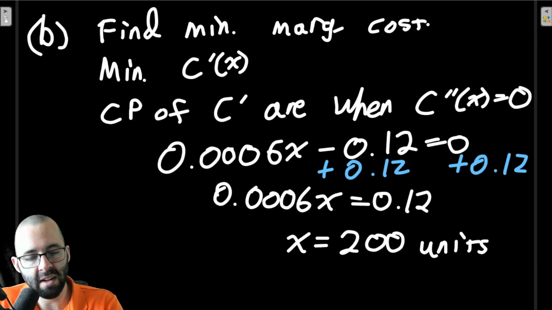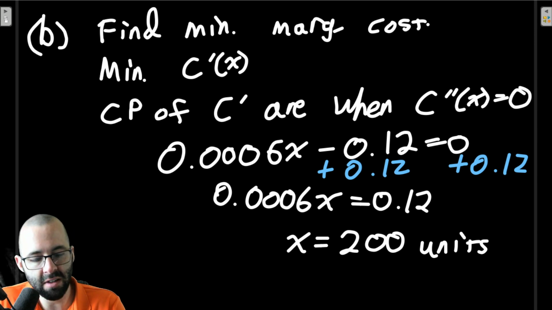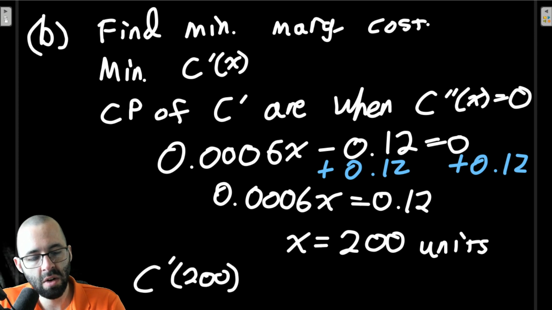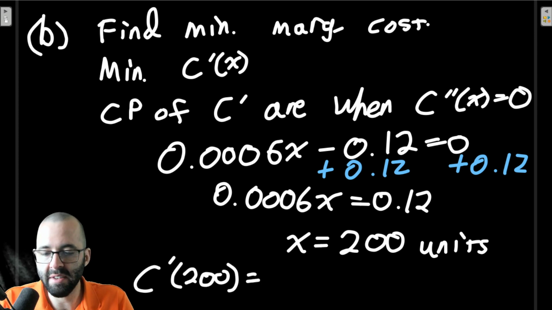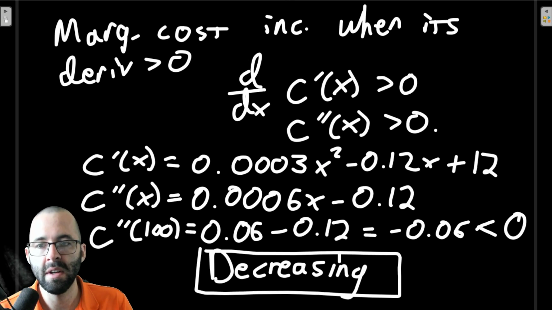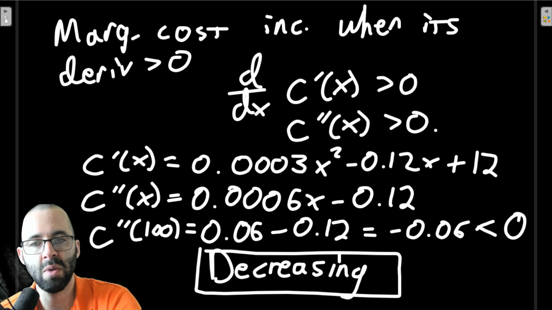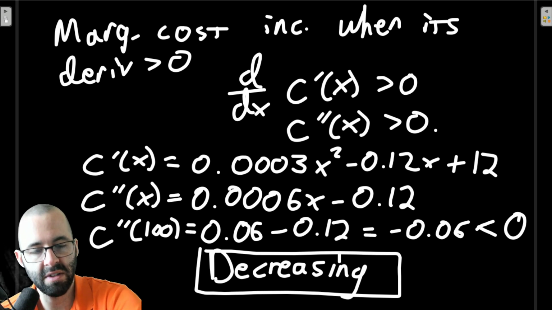But remember, the problem asked, find that minimum marginal cost. We have to plug that in, say, okay, this is when it happens. What's the marginal cost at this place? We'll look at the marginal cost when x is 200. We'll plug that into C prime. We're going to get 0.0003 times 200 squared minus 0.12 times 200 plus 12.